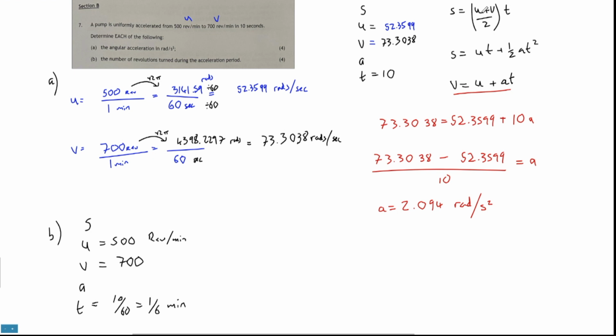We're going to use one of these SUVAT equations. I think this one's great. It doesn't have the acceleration in it. Yeah, that's the one. Let's use that. So we're looking for S. We take the initial velocity, which is 500, the final velocity, which is 700, divided by 2, and then we times by the time, and this is 1/6 of a minute. Like this. We just multiplied it by the T. This should work. Let's give it a go.